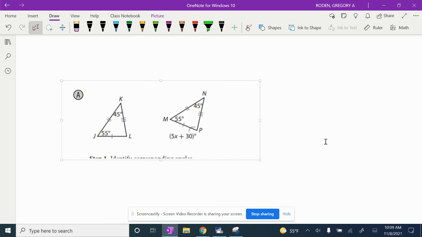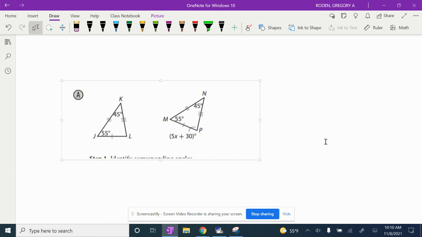Yeah. How did you know that? Because it's kind of flipped and turned and all that, right? Anyone have an idea, Chris? How can we know that P and L are corresponding angles? Because you can see that the 55 and the 35 match up. Right. So the 55 and those match up, and these two match up.